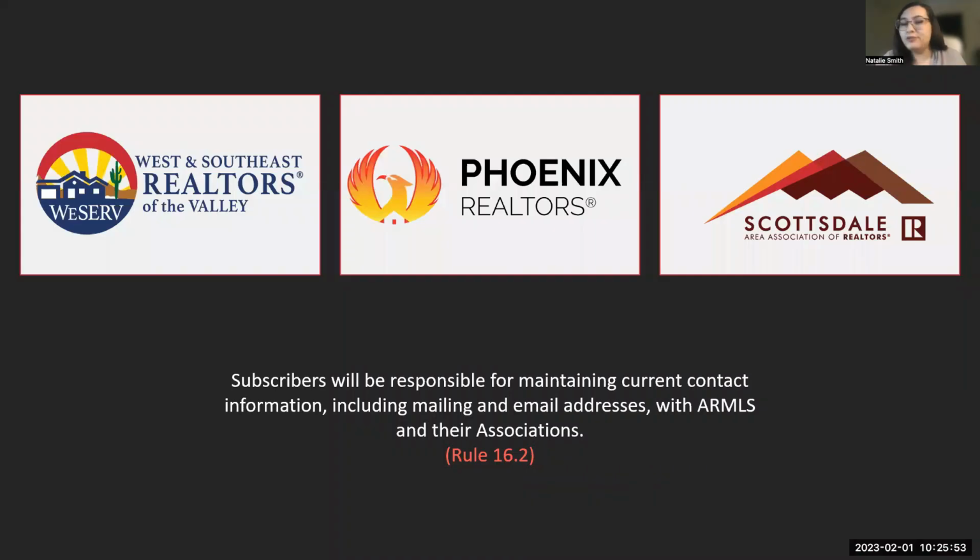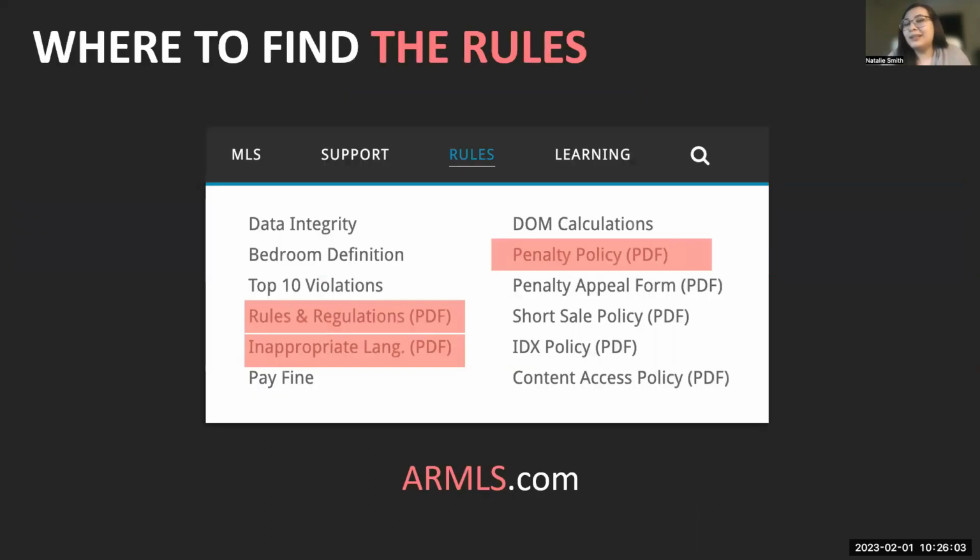Last rule I want to mention, just keep your contact information up to date. If you change your phone number, email address, it all goes through the association and then they filter it down through us. Lastly, just where to find the rules. I'm sure you all know ARMLS.com. Highlighted are my three favorite ones. Of course, the rules and regulations, inappropriate language to help determine what I can and cannot say in my listing, and then that penalty policy so that I know to avoid those $500 violations because I definitely don't want to be doing any of that.